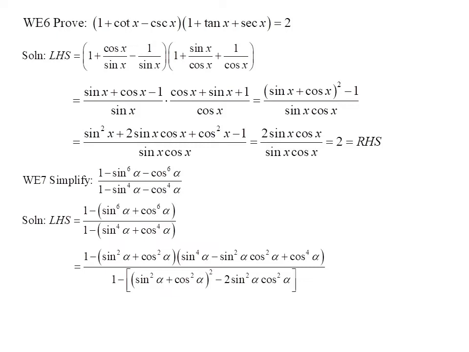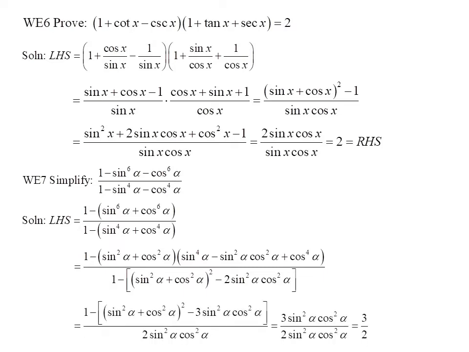As for the denominator, sine to the fourth of alpha plus cosine to the fourth of alpha can be written as (sine squared alpha plus cosine squared alpha) squared, minus 2 sine squared alpha cosine squared alpha. Hence, the original expression can be simplified to the ratio of sine squared alpha cosine squared alpha to 2 sine squared alpha cosine squared alpha, which equals 3/2.